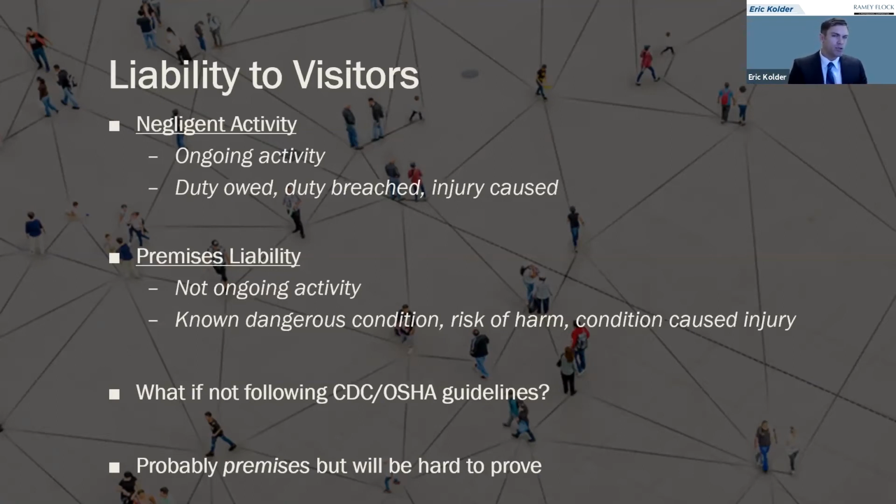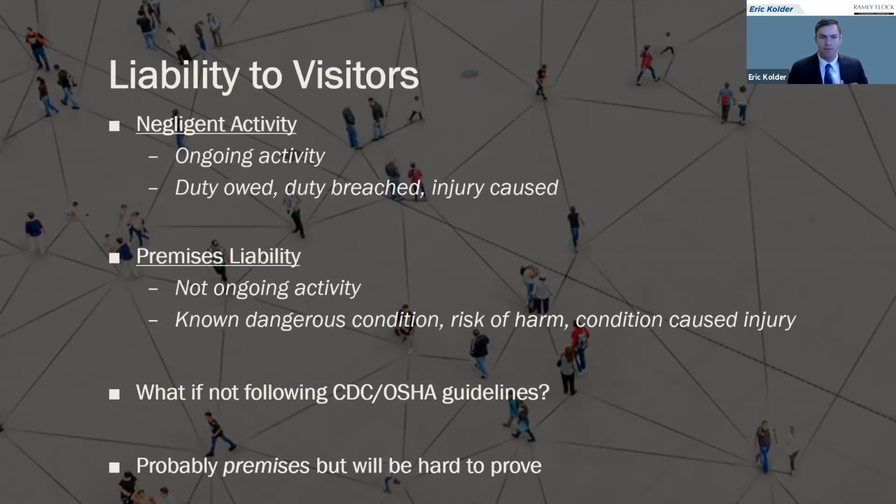I don't think that most claims regarding a visitor contracting COVID will be this. I think this type would be really more or less, you'd have to show an employee actually sneezing or coughing on someone for it to be an ongoing activity. Because I think it's going to be the second category, which is more of a premises claim. So think slip and fall.